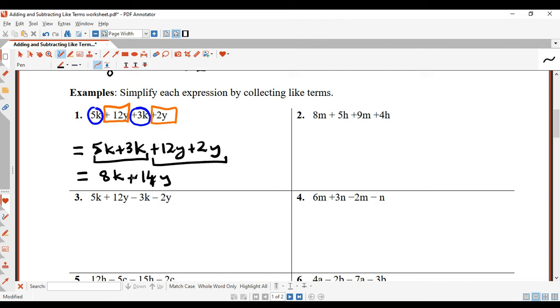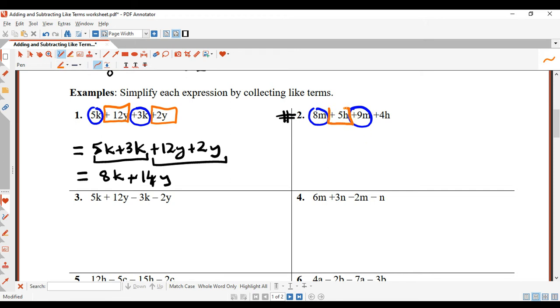All right, so what I'd like you to do is copy that down, and then you're going to have a go at this question. This is the hashtag question. See how you go with this one. All right, so let's start off with boxing the like terms. So I'm going to take the 8m and the positive 9m. They're like terms.